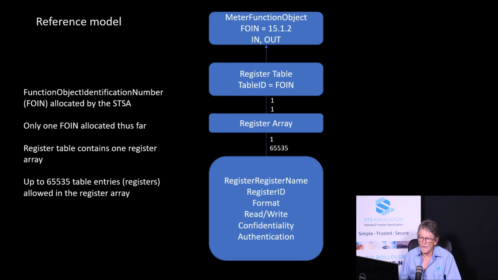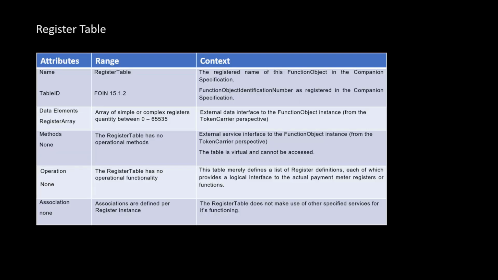So the function object identification number, or foin, is allocated by the STS Association. Only one foin has been allocated so far. The register table contains one register and up to 65535 table entries. In these table entries, there's a register name, a register identification number, a format, a read or write flag, confidentiality attribute, and authentication attribute.